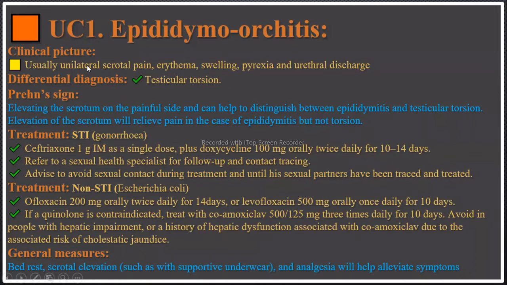Clinical picture, usually unilateral: scrotal pain, erythema, swelling, pyrexia, urethral discharge. Okay, remember that. The most likely differential diagnosis is testicular torsion. So check Prehn's sign.